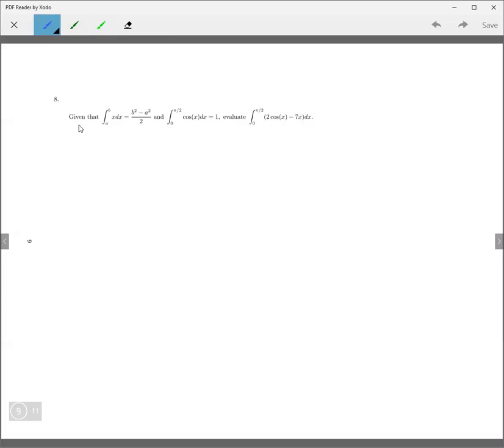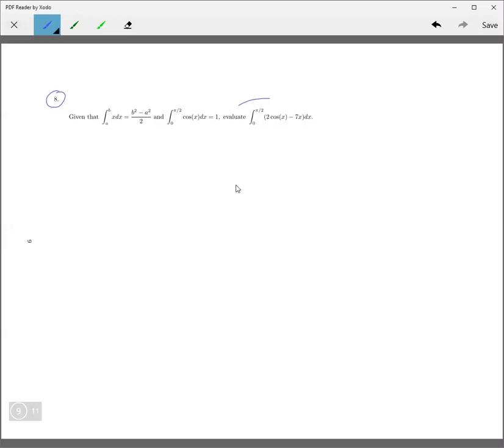Okay, so number 8. Given that this integral is, and they get this by using the fundamental theorem of calculus, by the way, or that's one way to get this integral. You could also do it using the definition. But this is b squared minus a squared over 2. From 0 to pi of cosine x is 1. So that's kind of interesting. And then you're supposed to evaluate this.